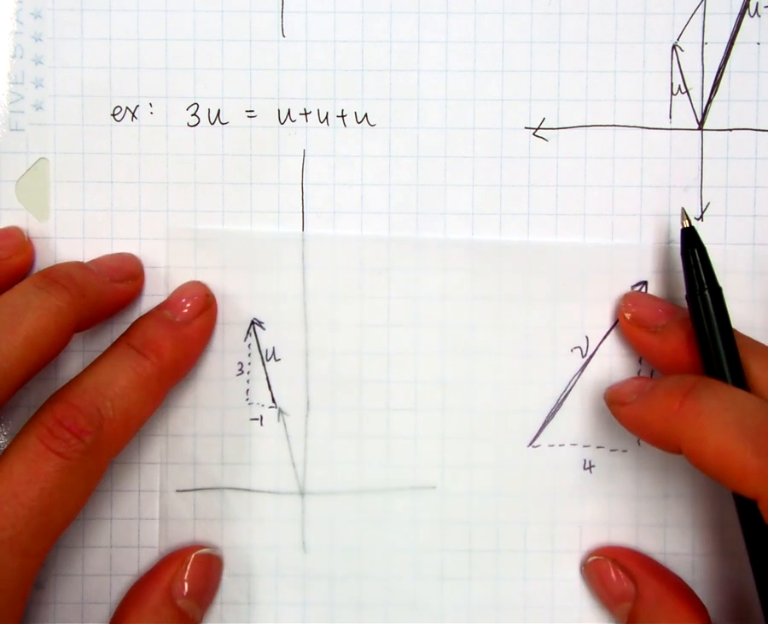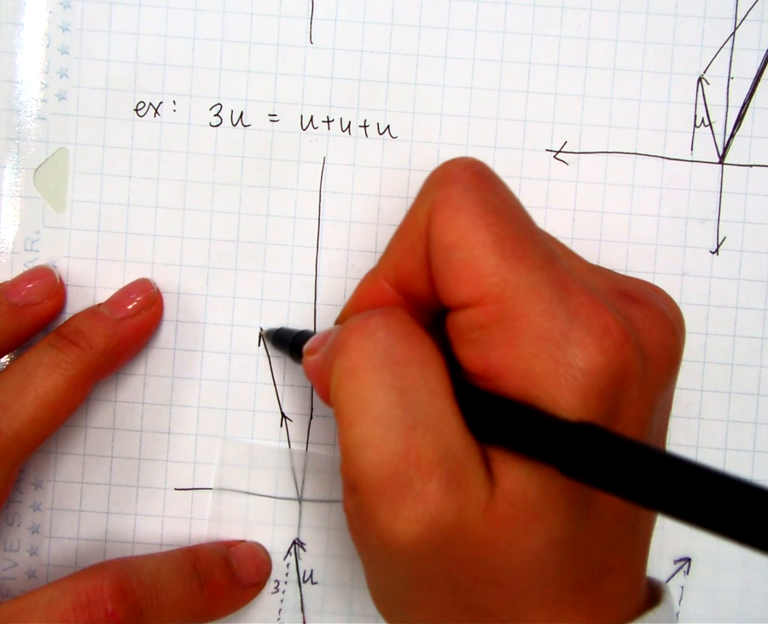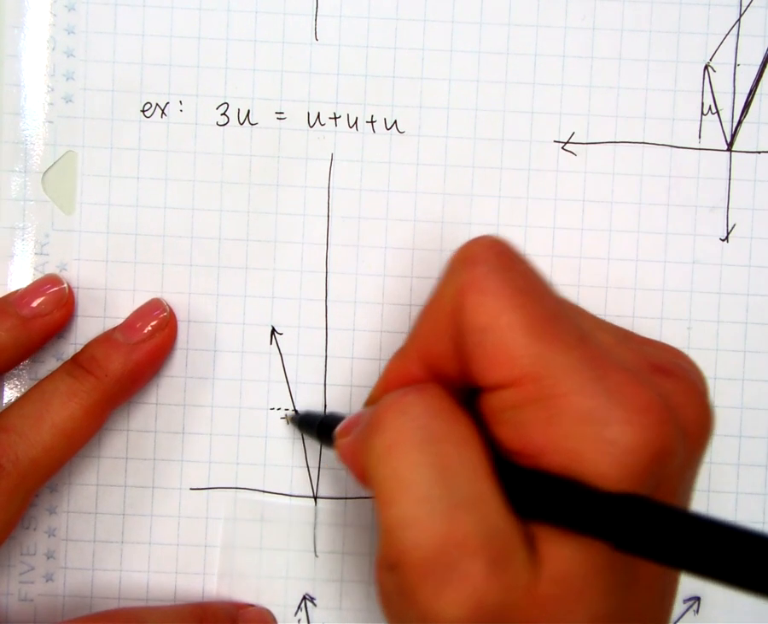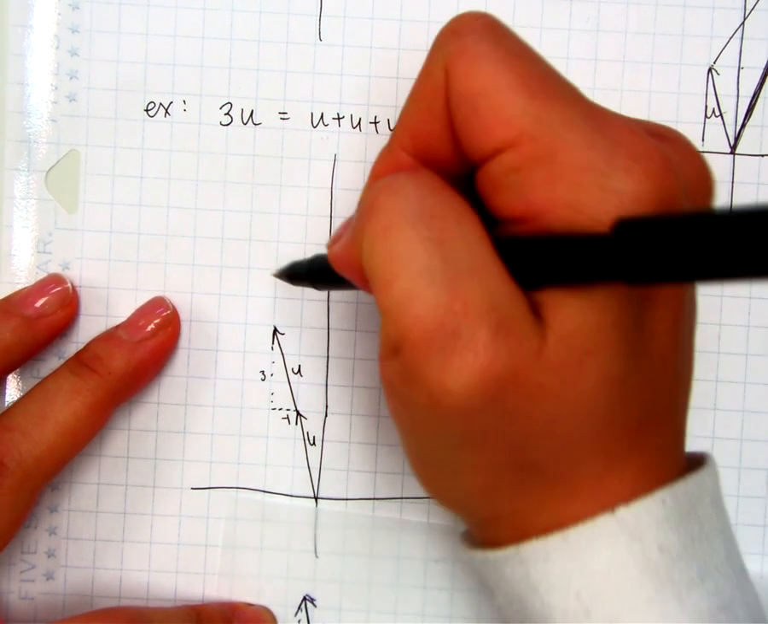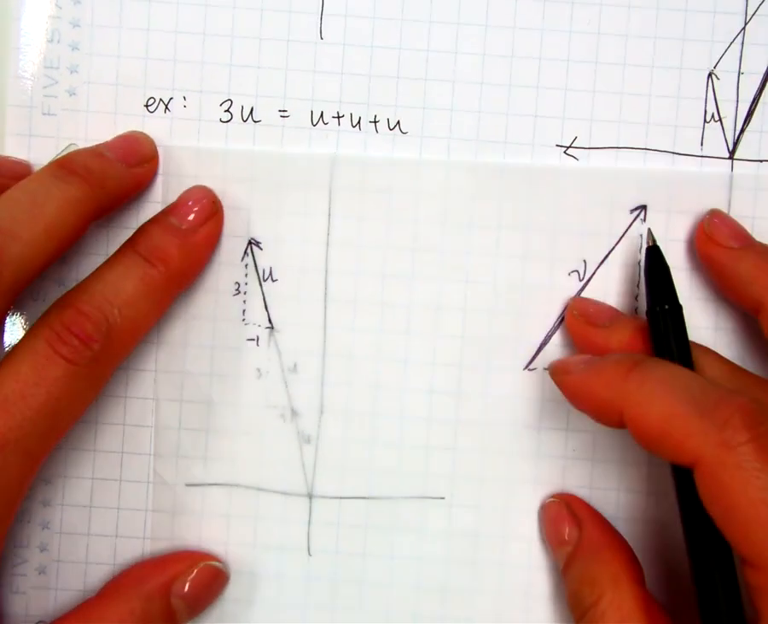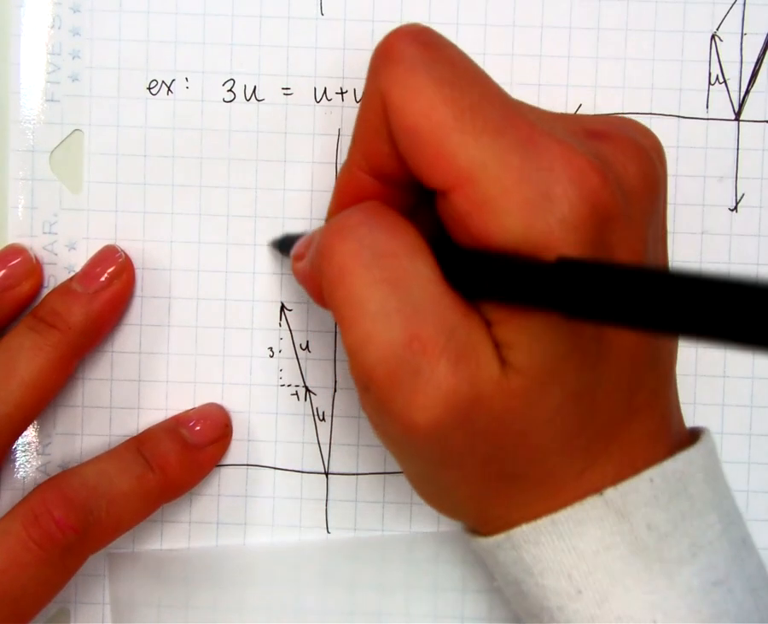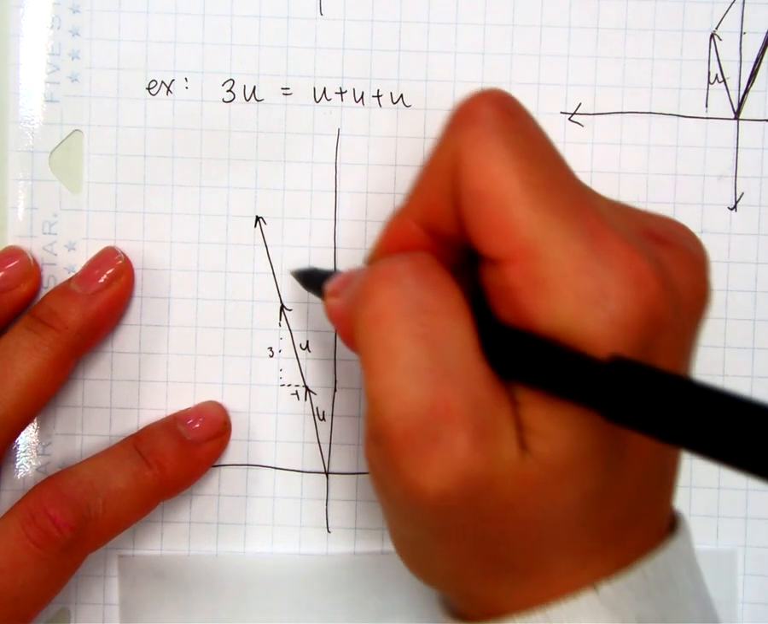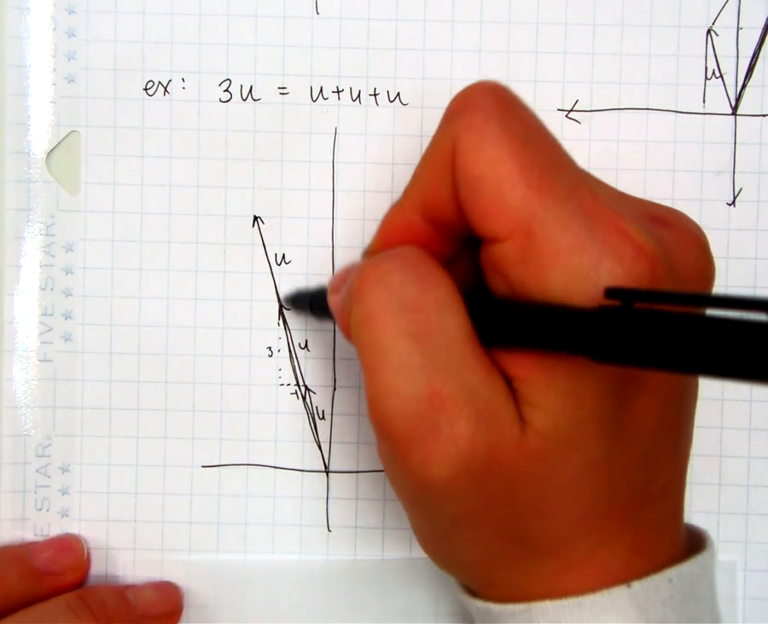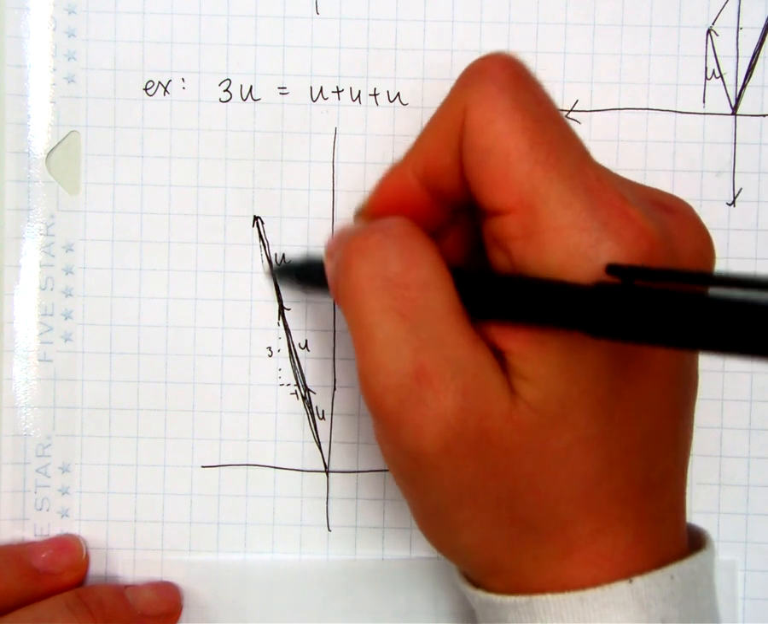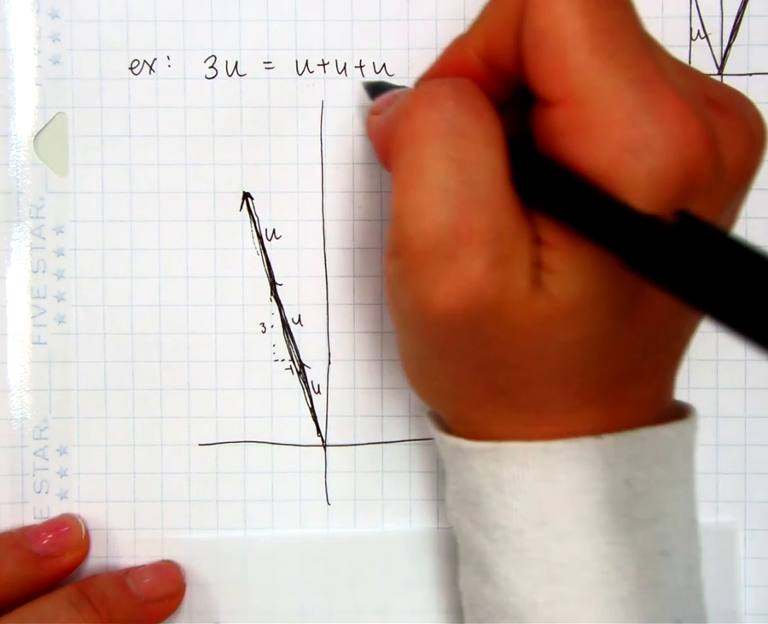Head to tail, I'm going to go over 1, up 3 again. Over 1, up 3 again. That's my second u. And I'm going to add a third u, going over 1, up 3. So now, from the origin out to the end here, it becomes one gigantic vector.